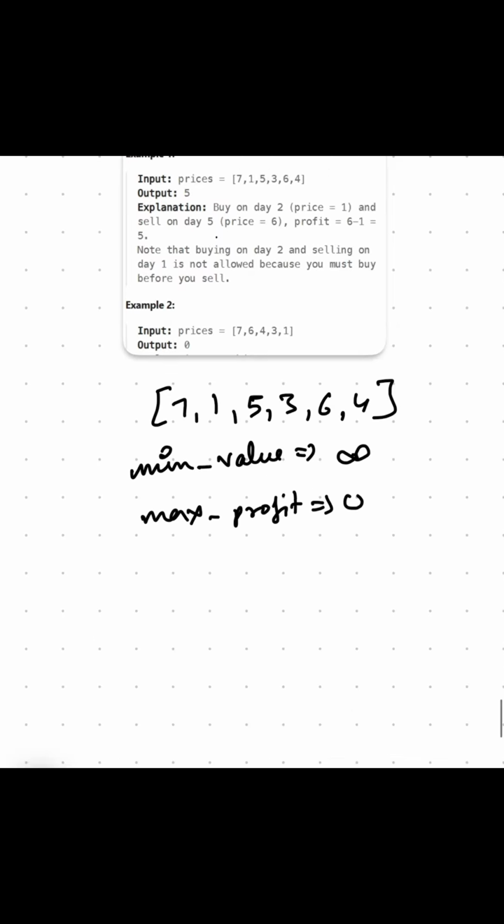Now let's take 7. So 7 is less than infinity, obviously. So now the minimum value is 7 and the max profit is still 0, because this is the very first element. Similarly we will move further. Now 7 is greater than 1, so 1 becomes the minimum value and the max profit is 7 minus 1, that is 6. Similarly we can iterate over each and every element in a single pass. So this is the basic algorithm design that we talk about.